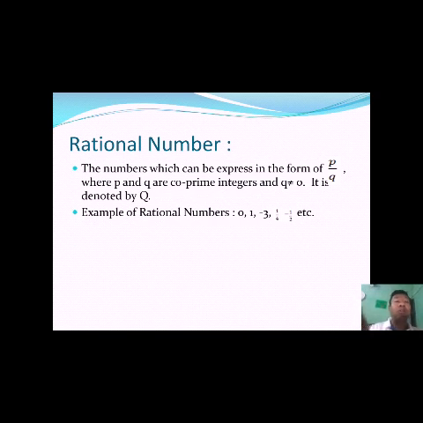All these numbers are in the form of p by q. For example, say 0. 0 is nothing but 0 by 1. 1 also is written as 1 by 1. Minus 3 can also be written as minus 3 by 1. They are in the form of p by q, where the denominator, that is q, is not equal to 0.